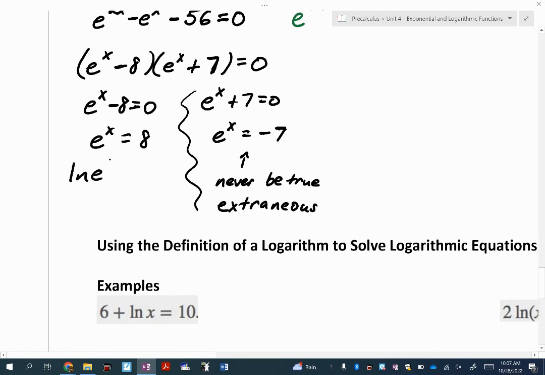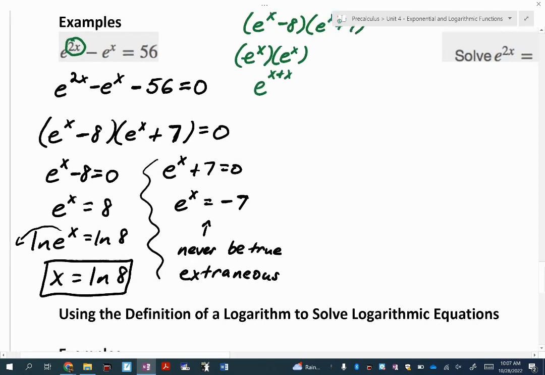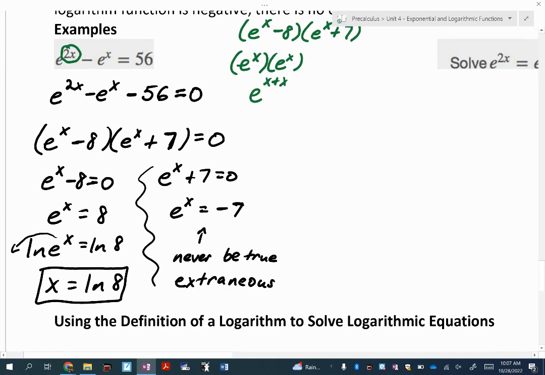Take the natural log of both sides. And as I said before, the x is going to move to the front, and it's going to multiply by that natural log of e, which you know is just 1. So x equals the natural log of 8. So this is the only one that actually ends up working for this first example.